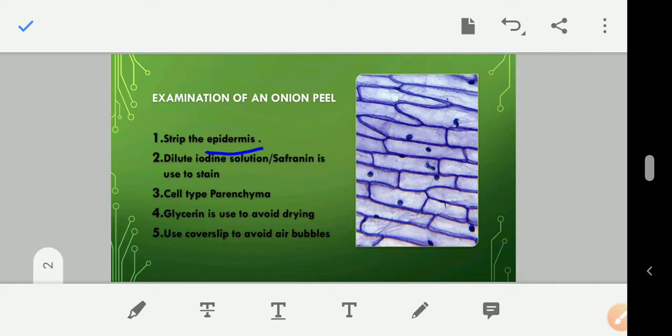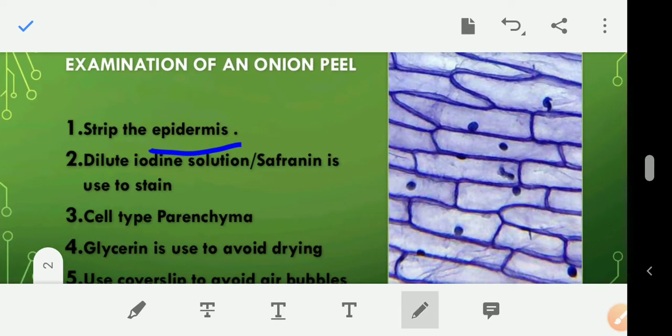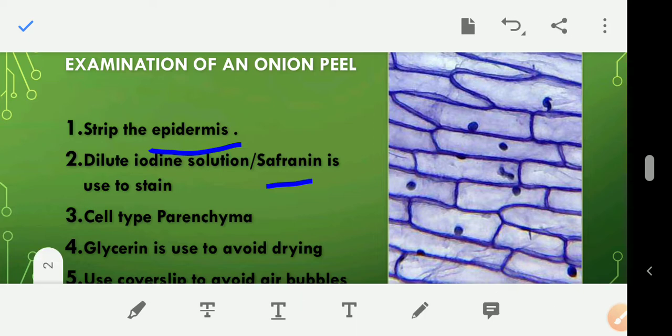Now place a piece of the tissue on a glass slide and add a few drops of water. After that, we can add some dilute iodine solution. Instead of dilute iodine solution, we can also use safranin to do the staining. Now the very first question is, why is staining important?